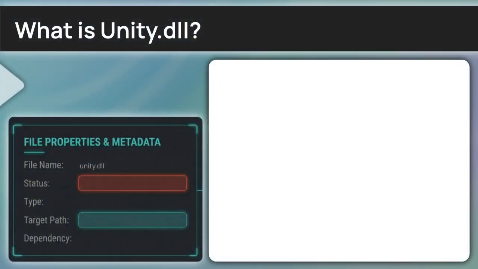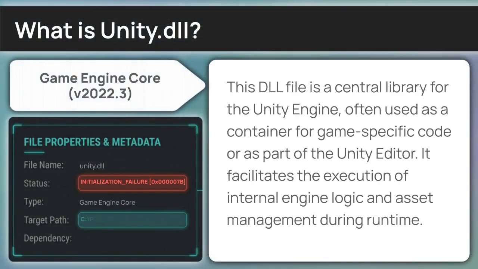This DLL file is a central library for the Unity Engine, often used as a container for game-specific code or as part of the Unity editor. It facilitates the execution of internal engine logic and asset management during runtime.